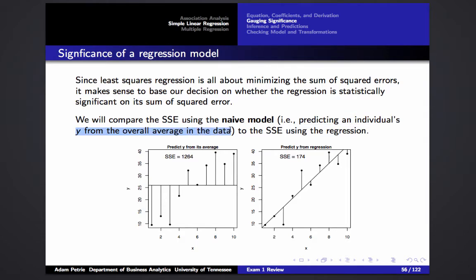And so we want to make sure our model is doing better than that, essentially not using any sort of information about x at all. And so what do we do? We compare the sum of squared errors when we use the naive model to the sum of the squared errors when we use the regression.